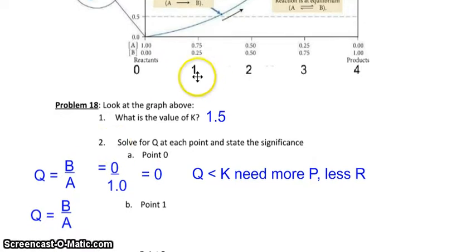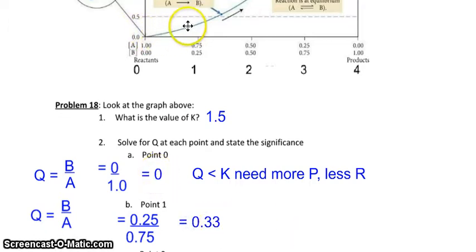At point 1, our products is 0.25. Our reactants is 0.75. Notice it's gone down. Our Q is 0.33. Look at Q, it has gone from 0 to 0.33. Q is going up, just like this picture shows. I love this. But still compare 0.33 versus the K value of 1.5. Q is less than K, so it's the same situation as up here. If Q is less than K, you need more products, less reactants. We need to continue to shift this to the right to create more products, and notice the arrow is going up to do that.